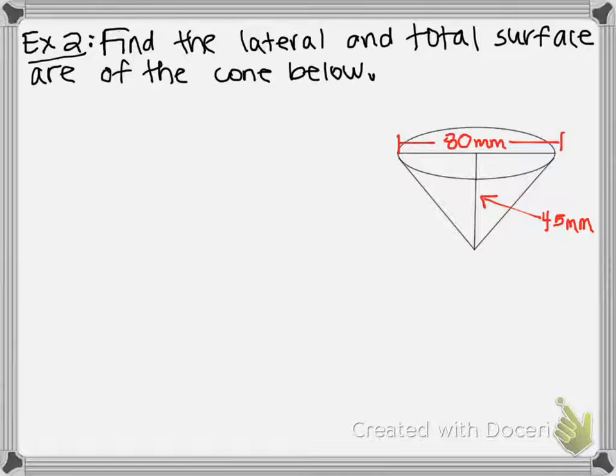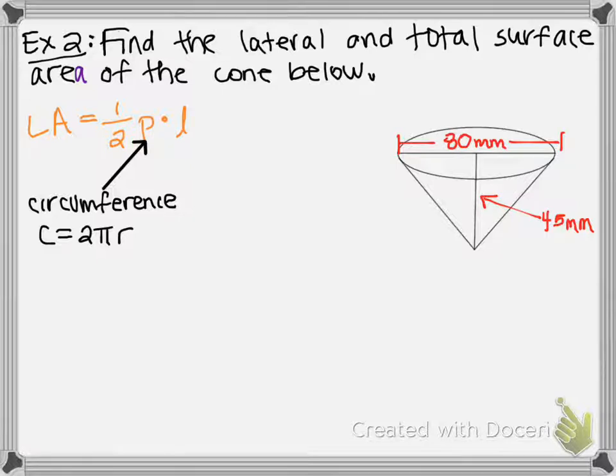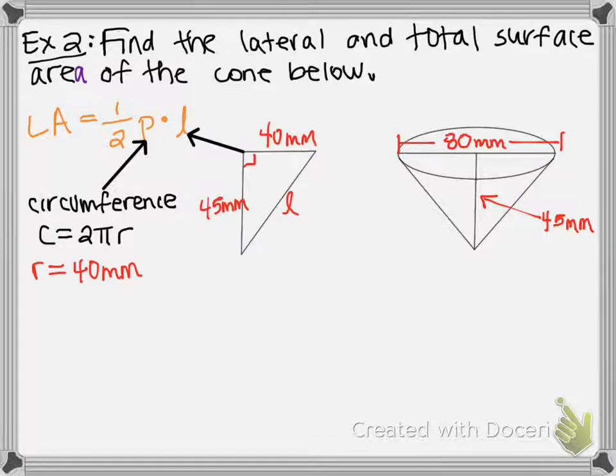Here's another example problem. Find the lateral and total surface area of the cone below, and that should be area. Anyway, so moving on. I know I need to find my lateral area first. So I wrote down my formula for lateral area, 1/2 P times L. Remember that perimeter for the base being a circle would just be circumference. So that's C equals 2 pi R. And I know that that R radius is 40 millimeters because that was given to me.